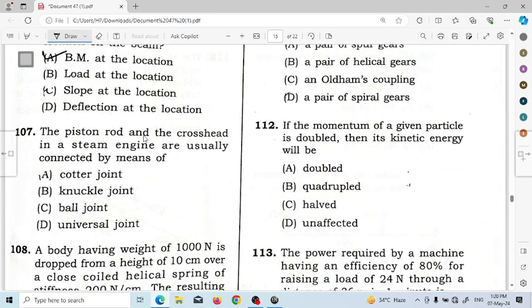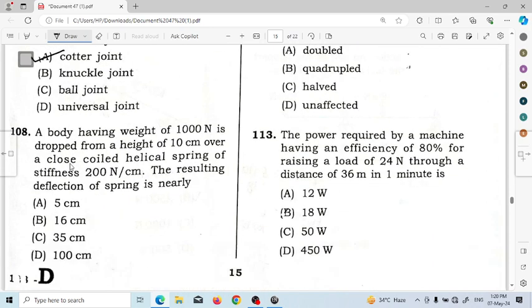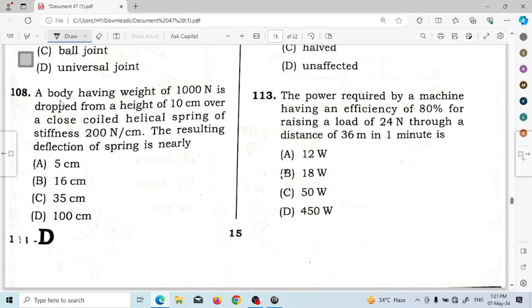Next, a piston rod and the crosshead in a steam engine are usually connected by means of a cotter joint. Option A is the correct answer. Next, question number 108. A body having weight of 1000 Newton is dropped from a height of 10 centimeter over a closed coiled helical spring of stiffness 2200 Newton per centimeter. Then the resulting deflection of the spring is nearly.